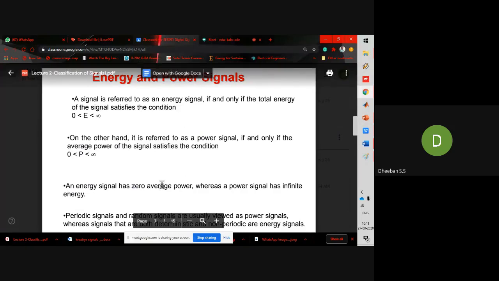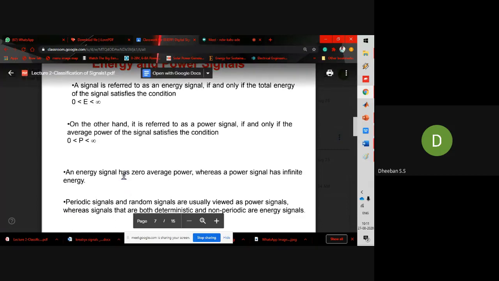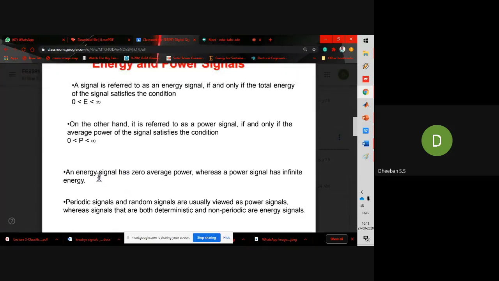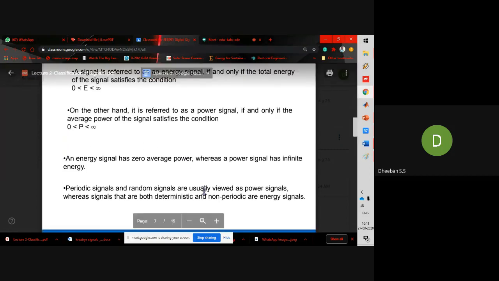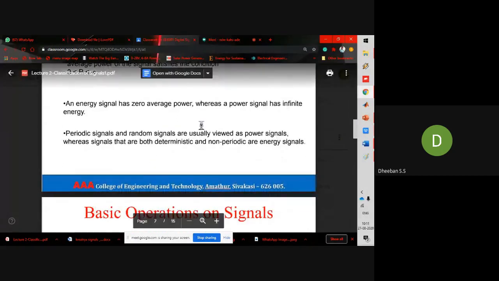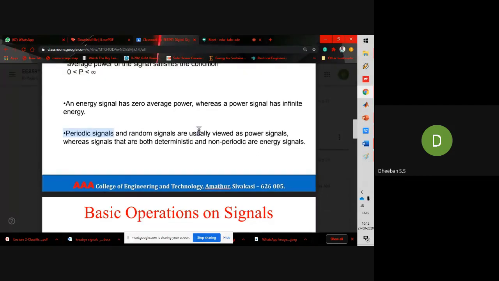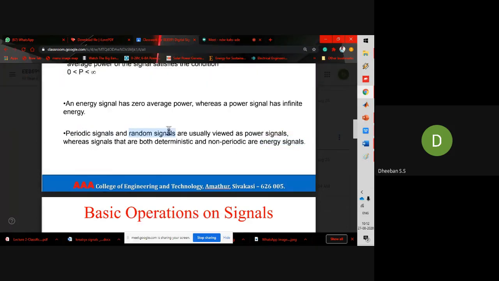So an energy signal has average zero power. While dealing with the example, I will clearly explain what we mean by energy signal and what we mean by power signal. In general, all the periodic and random signals you will be taking as power signals. So deterministic and non-periodic signals will be taken as energy signals.